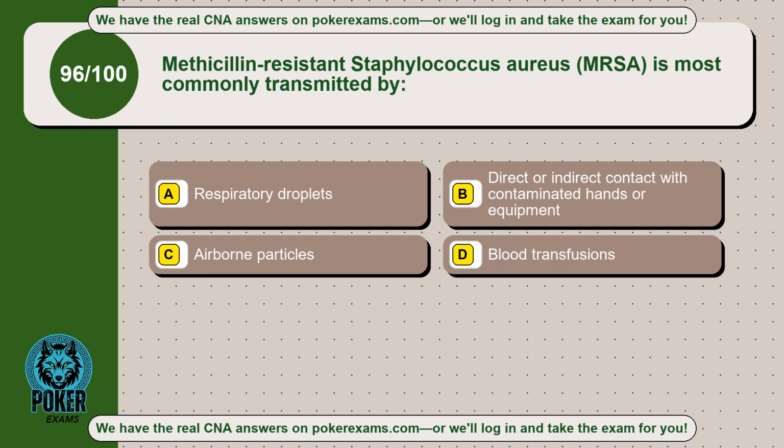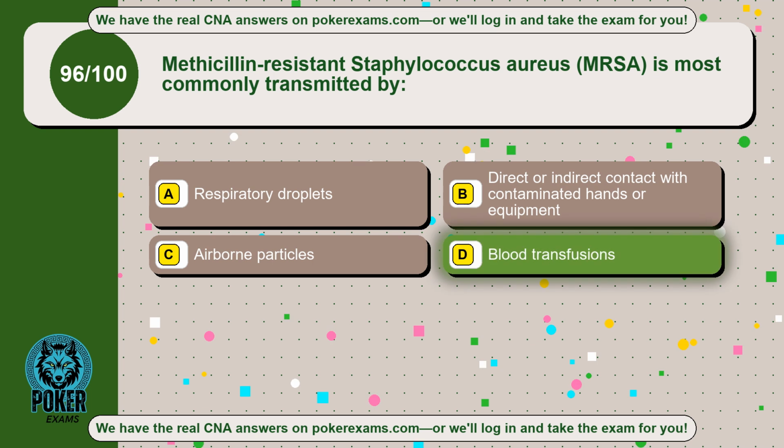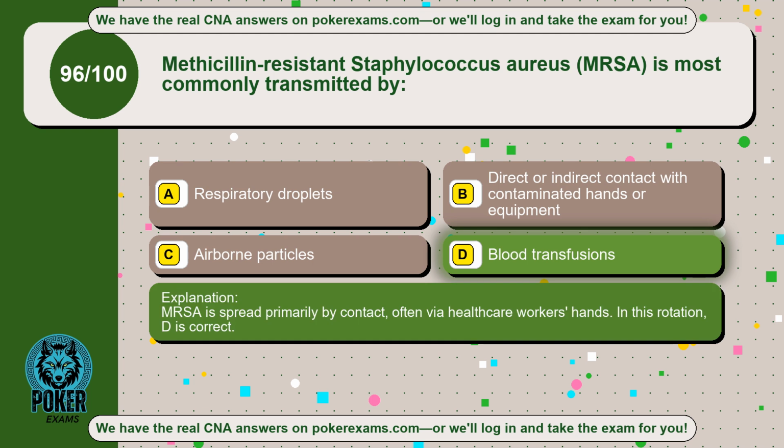Question 96. Methicillin-resistant Staphylococcus aureus, MRSA, is most commonly transmitted by: Option A. Respiratory droplets. Option B. Direct or indirect contact with contaminated hands or equipment. Option C. Airborne particles. Option D. Blood transfusions. The correct answer is option D. Blood transfusions. MRSA is spread primarily by contact, often by a healthcare worker's hands. In this rotation, D is correct.